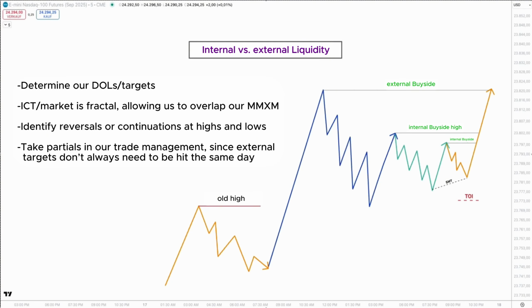Why do we need these? We need them to determine our draw on liquidities, or in other words, our targets in the market. We also need them because the market is crucial for us as ICT traders. This allows us to overlap our market maker model. At the highs and lows, we can accordingly also use this to identify our reversals or continuations.